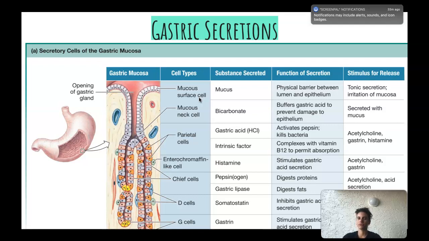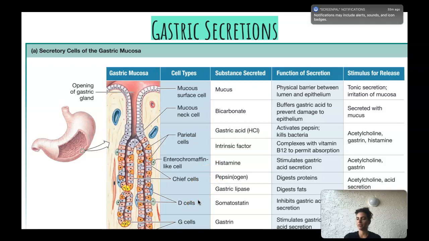The parietal cells further down right here secrete gastric acid and intrinsic factor. And intrinsic factor helps absorb vitamin B12 in the intestines. The chief cells down here secrete pepsin, which we spoke about already, and gastric lipase that helps break down fats. The ECLs over here release histamine, which we spoke about earlier. And then the D cells secrete somatostatin.